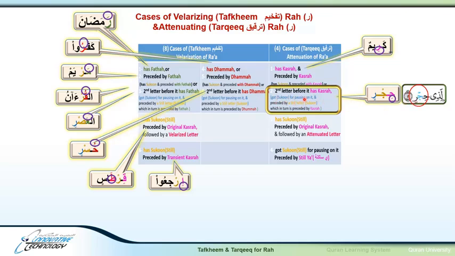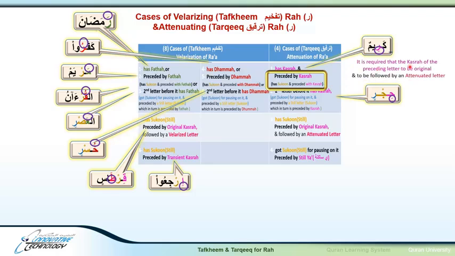So it got sukoon for pausing on it, and it is preceded by a still letter with sukoon, the jim in this case, which in turn is preceded by a letter with kasra, the ha. So this movement is more powerful, more dominant on the sukoon, so it pushes its impact on the ra, which is having sukoon itself by having a pause on it, because it's at the end of the ayah. And the final effect of the kasra is having the ra with tarqiq, hijr, hijr, barely hearing it.